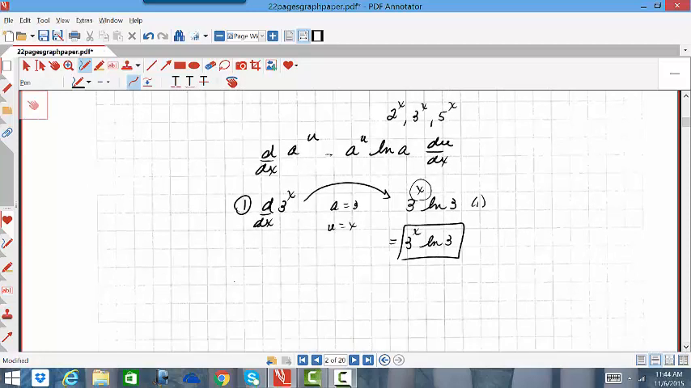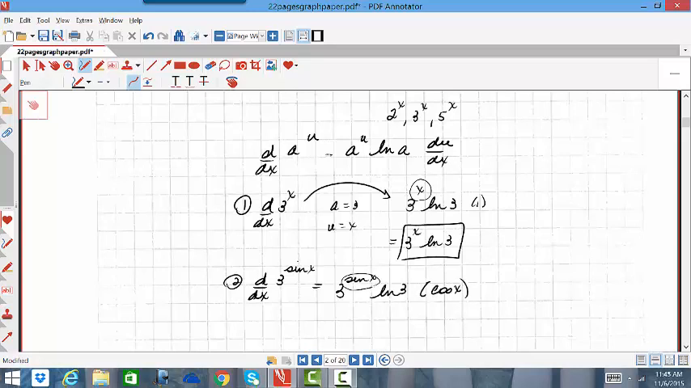Okay, let's take one that has a trig function in it. Let's compute the derivative of 3 to the power of sine x. Okay, we're going to apply the same rule. So it's going to be the same thing, 3 to the power of sine x times the natural log of 3, the base, and then we have to take the derivative of the exponent. So the derivative of sine x is cosine x.